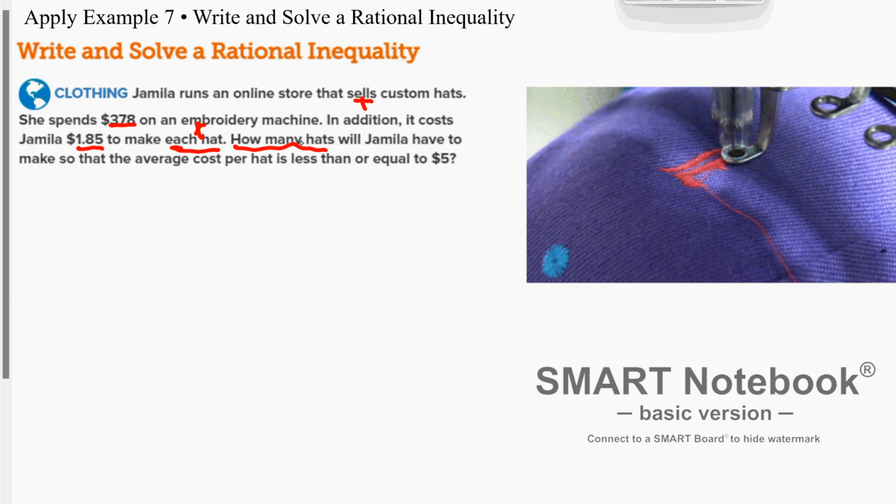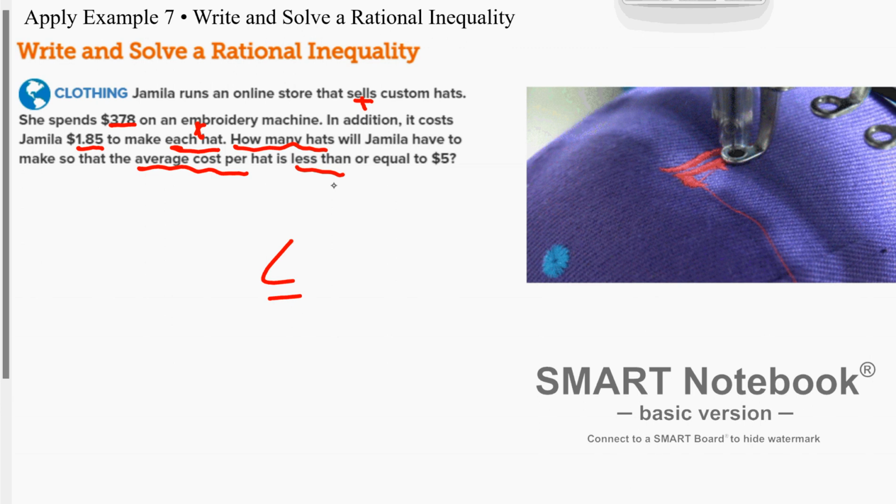How many hats will Jamelia have to make so that the average cost per hat is less than or equal to $5? So we want to figure out how many hats Jamelia needs so that her average cost per hat is at most $5. So here we want to write an inequality and identify the excluded values. We set our denominators equal to 0, then we'll solve it and divide it into intervals and then see which ones come true.